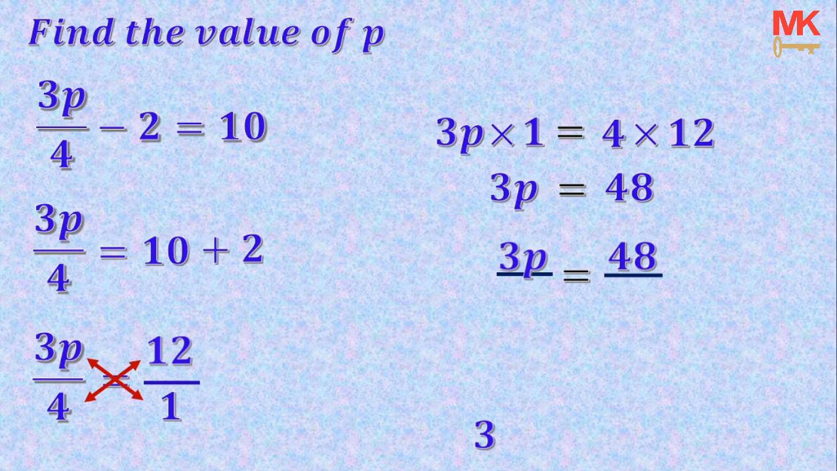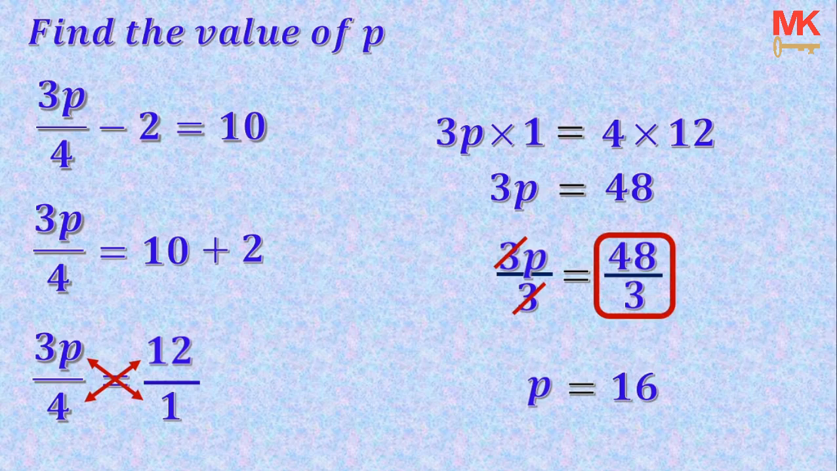So we just divide both sides of this equation by the coefficient, which is 3, and of course the 3 on top cancels the 3 under, and at the left hand side what is remaining is just p, which is equal to 16, since 48 divided by 3 is exactly 16.